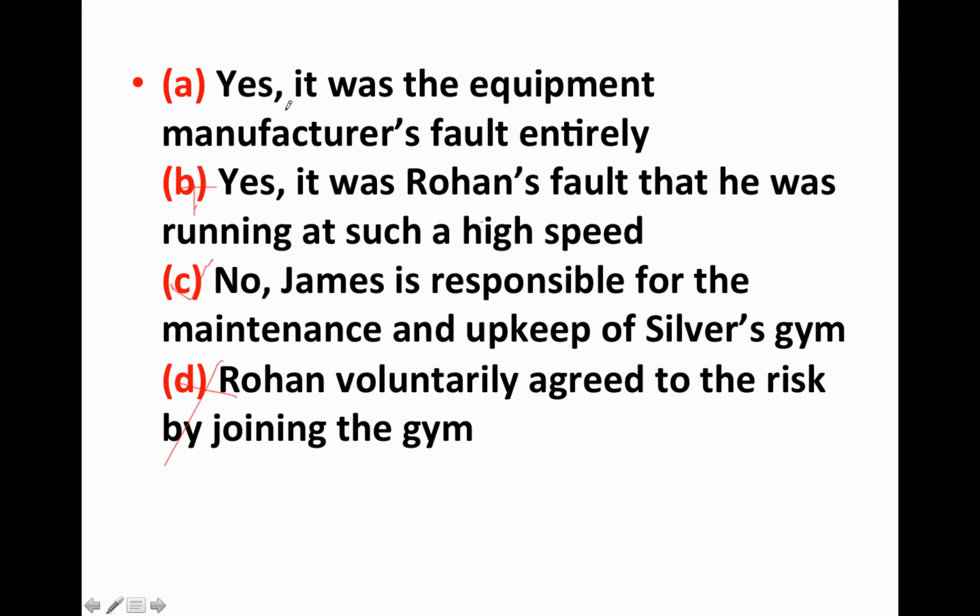that it is his fault or it is her fault. No, it was not the manufacturer's fault, because the principle clearly says that the owner has to maintain the equipment. So option C is the correct answer.